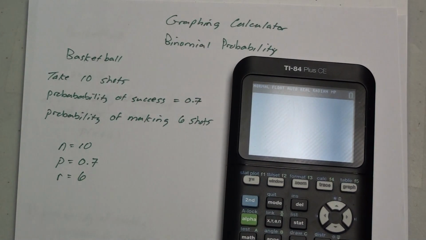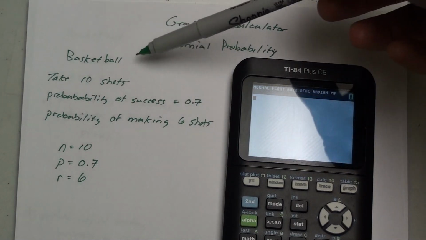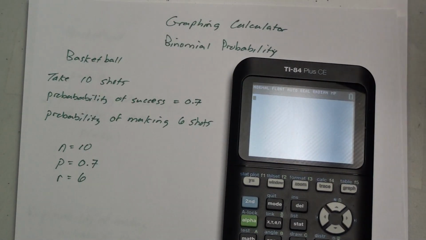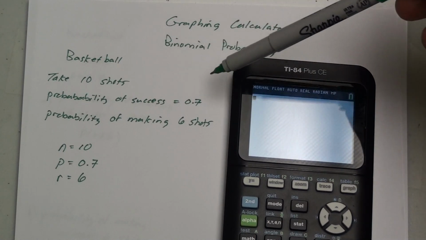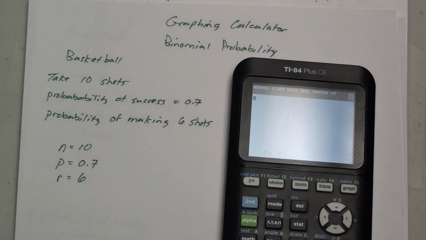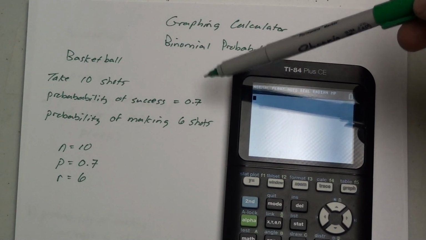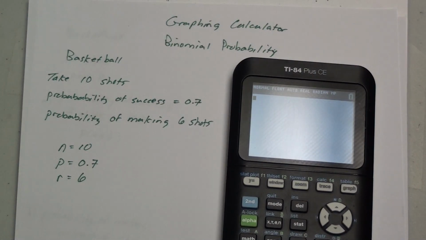Okay, this lesson is on finding binomial probability using a graphing calculator. If you have a binomial probability scenario where you have repeated trials happening, for example in basketball taking 10 shots, you have independent probabilities. Let's say the probability of success of making your shot is 70%, and you only have two outcomes, either making it or not making it. I want to calculate in this case the probability of making exactly 6 shots.